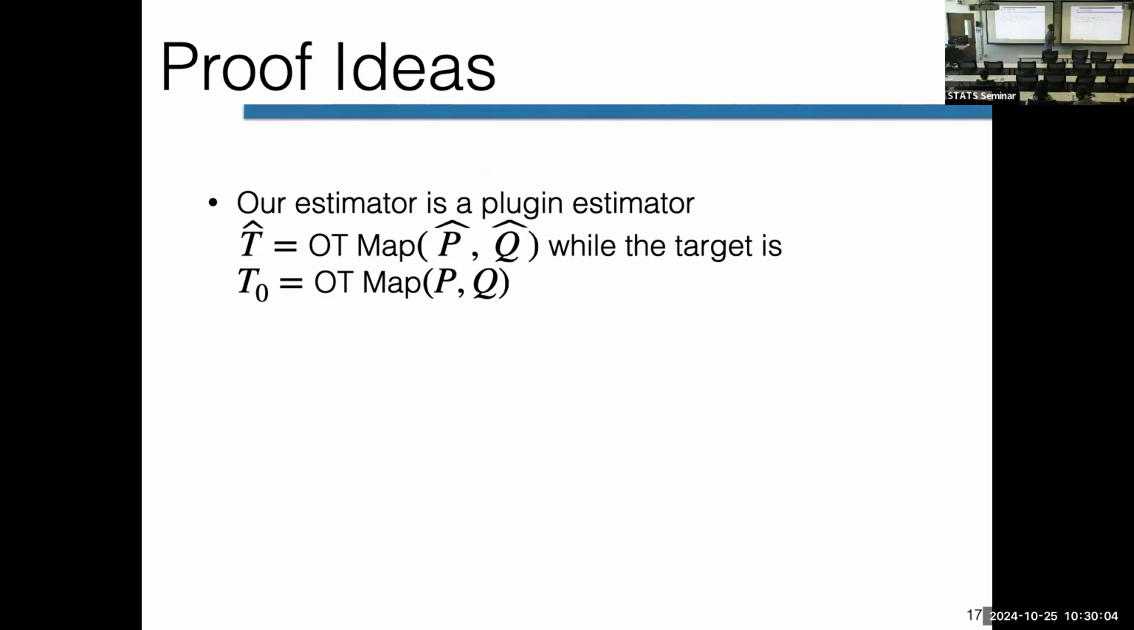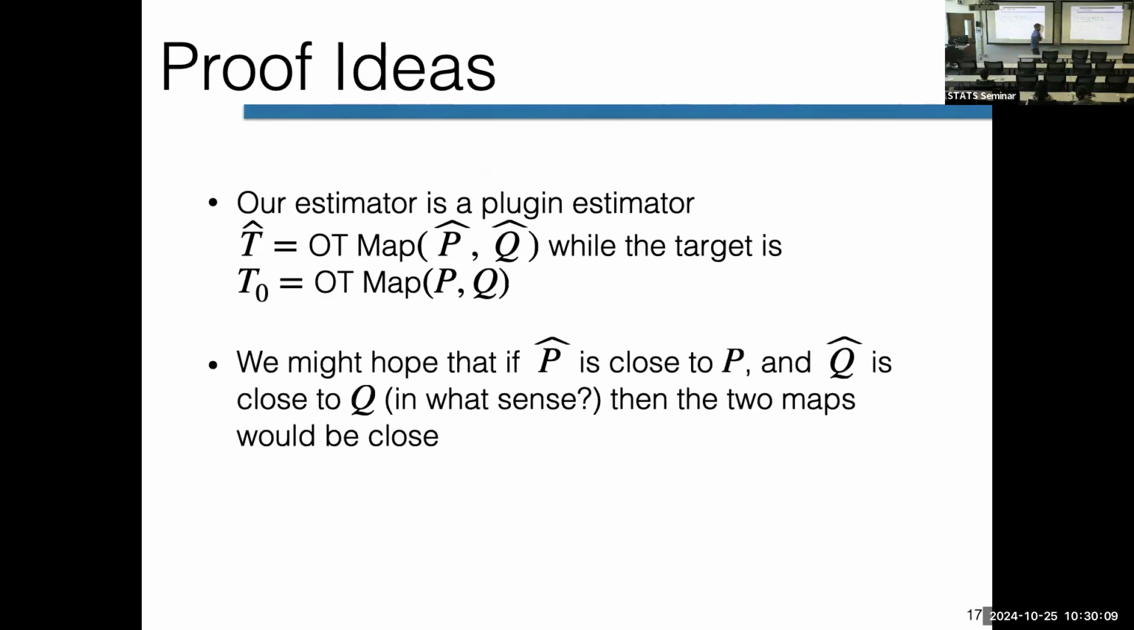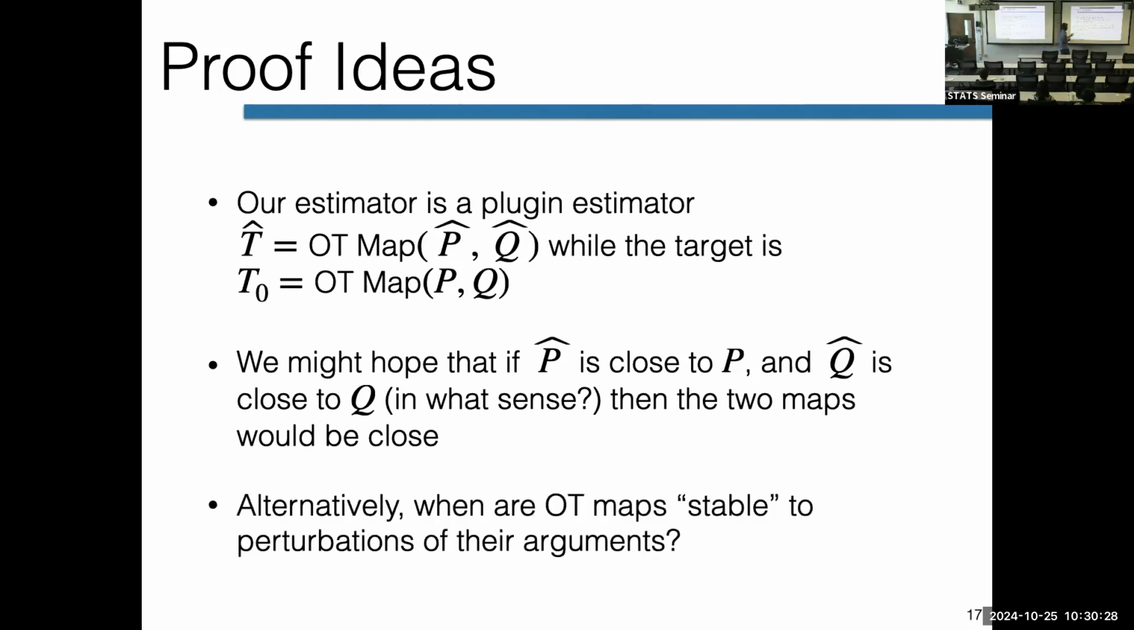And what we'd like to say is somehow T hat and T0 are close. Right? So you might intuitively hope that if P hat is close to P and Q hat is close to Q and the world is nice in some way, then T hat and T0 would in fact be close. So maybe one question one should ask is, okay, what is the sense in which I need P hat and P to be close and Q hat and Q to be close? We have to answer that question. But okay, the basic idea is going to be to try to prove what are called stability bounds.